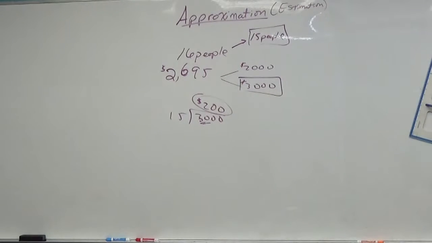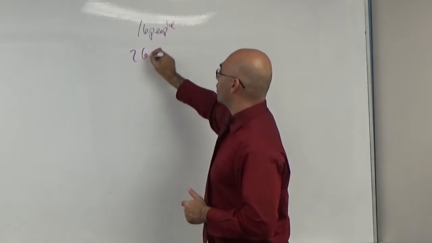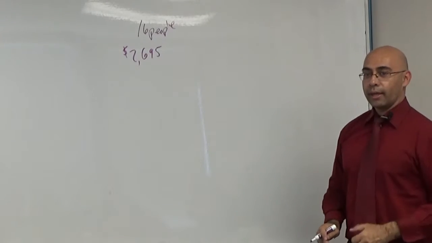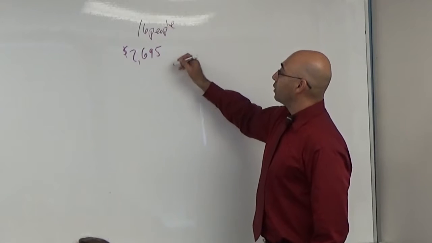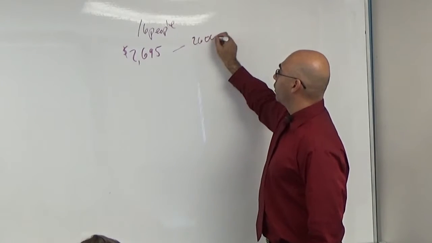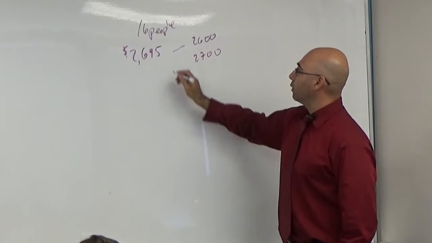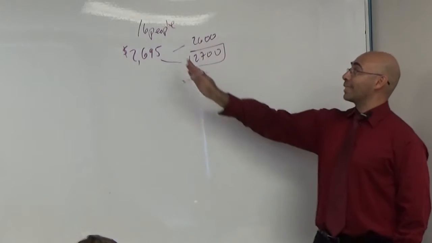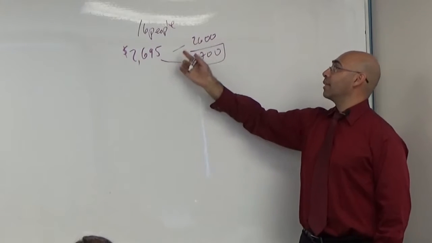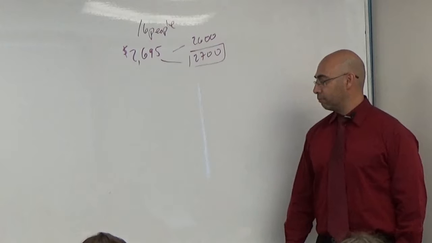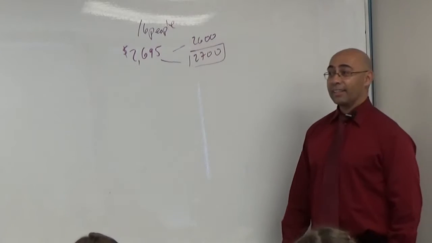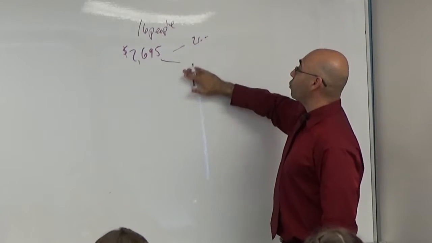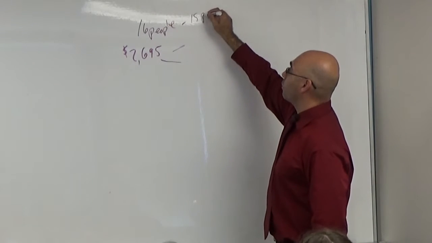Now, what if I wanted to try that again? And we have $2,695. Are there any other ways you can estimate that? Yes. You could try 2,600 or 2,700. Now, it looks like it's closer to 2,700. Now, the tricky part is the second number here. Can 16 go evenly into 2,600? I don't know if it can, because I don't know my multiplication tables for 16 or 17. But I do know 15. I'm going to stick with 15 people.